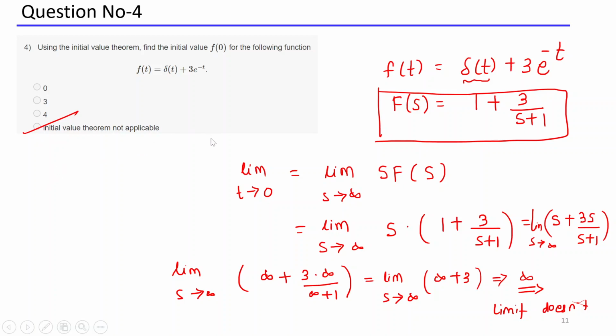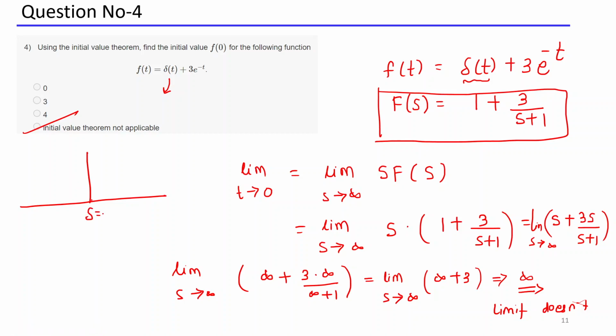So sometimes, sir, by seeing it, can we tell that whenever a delta function comes, it is not applicable? You see, sir, del of t plus 3 into e to the power minus t. So what is a del of t signal? Del of t means an impulse signal. Impulse is not defined by its amplitude. Its amplitude is infinity, sir. Yes or no?